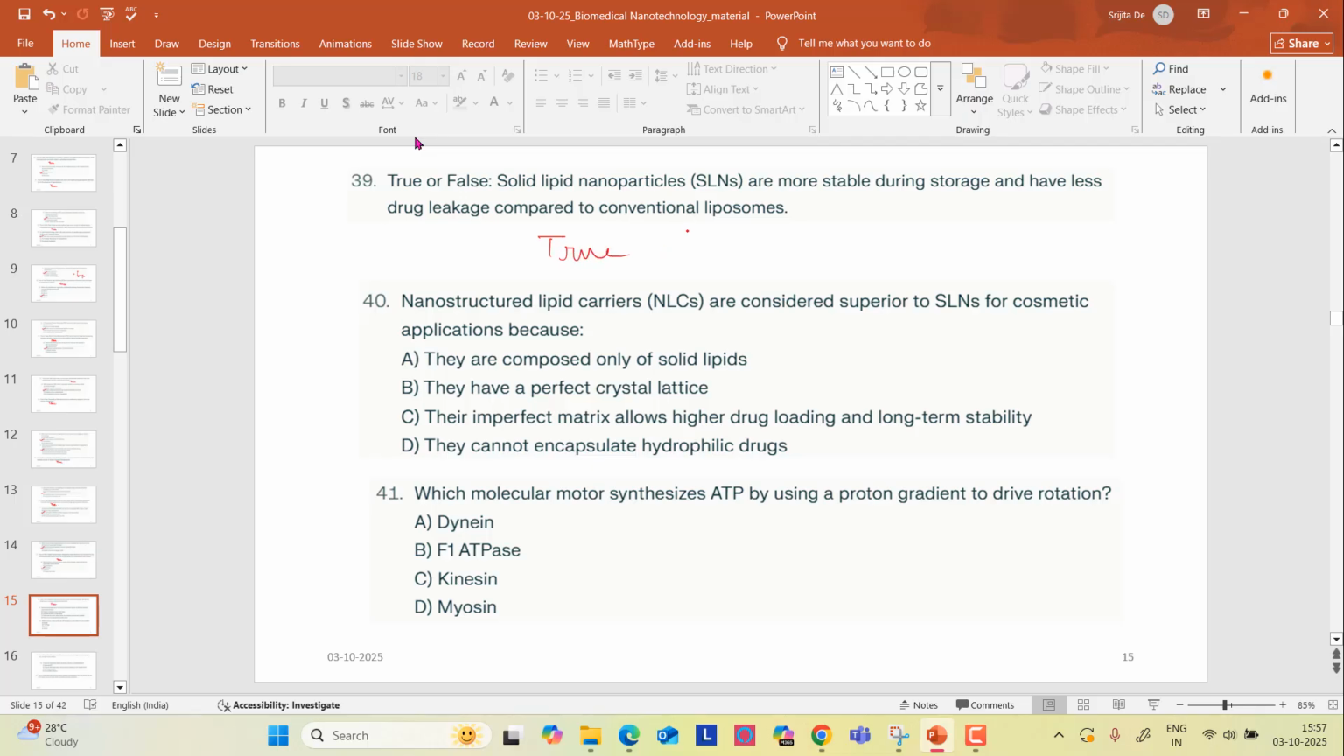Nanostructured lipid carriers are considered superior to solid lipid nanoparticles for cosmetic applications because they are composed only of solid lipids, they have a perfect crystal lattice, their imperfect matrix allows higher drug loading and long-term stability, or they cannot encapsulate hydrophilic drugs. Option C. Yes, the imperfect matrix allows higher drug loading.